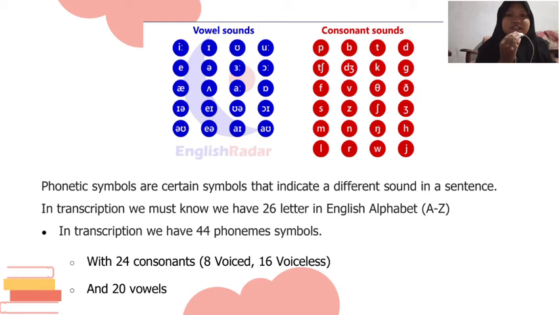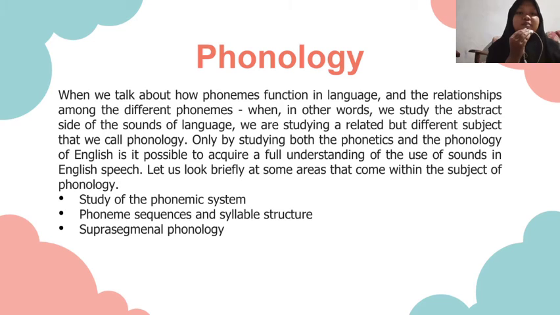Next, phonetic symbols. Phonetic symbols are certain symbols that indicate sounds in a sentence. In transcription, we must know we have 26 letters in the English alphabet from A until Z. In transcription, we have 44 phoneme symbols, with 24 consonants divided into 8 voiced and 16 voiceless, and 20 vowels.